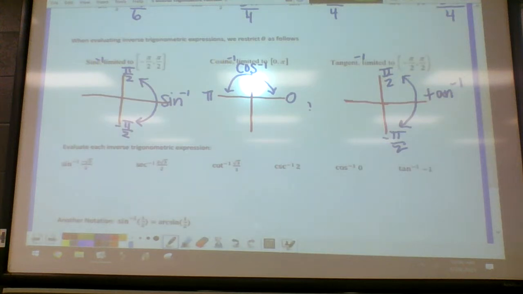So would these be called inverse limits? These are, I labeled it as inverse trig functions on my paper.